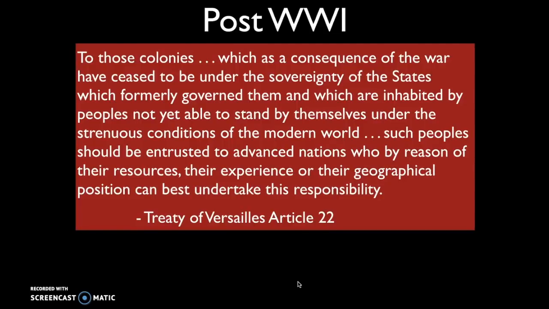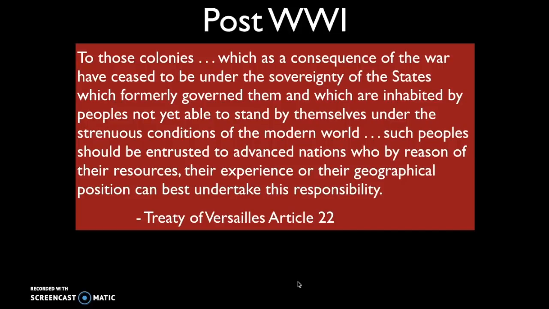Europeans also asserting the right to do this because of a belief that they are somehow the superior ethnicity, right? That's the concept of social Darwinism. And so you see it, for example, in the Treaty of Versailles, Article 22.